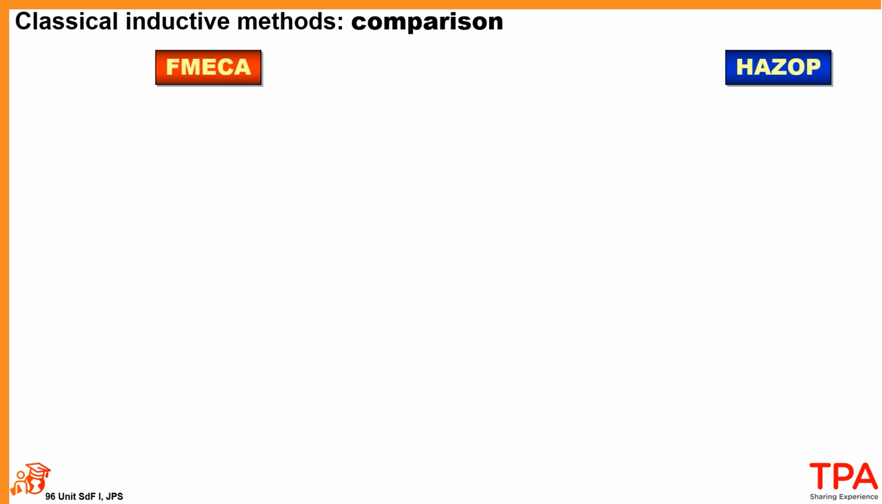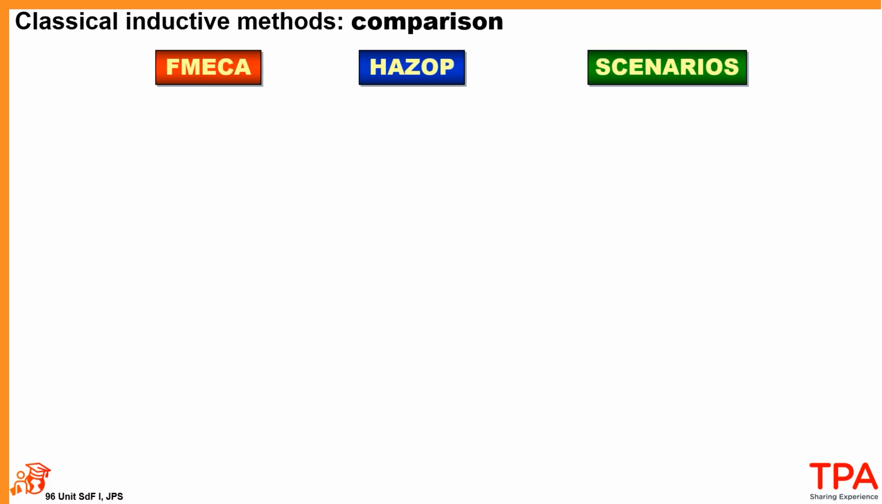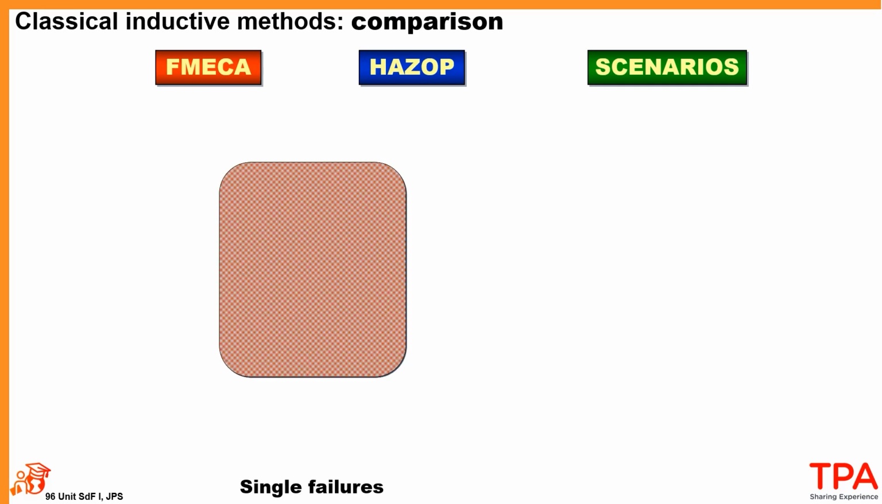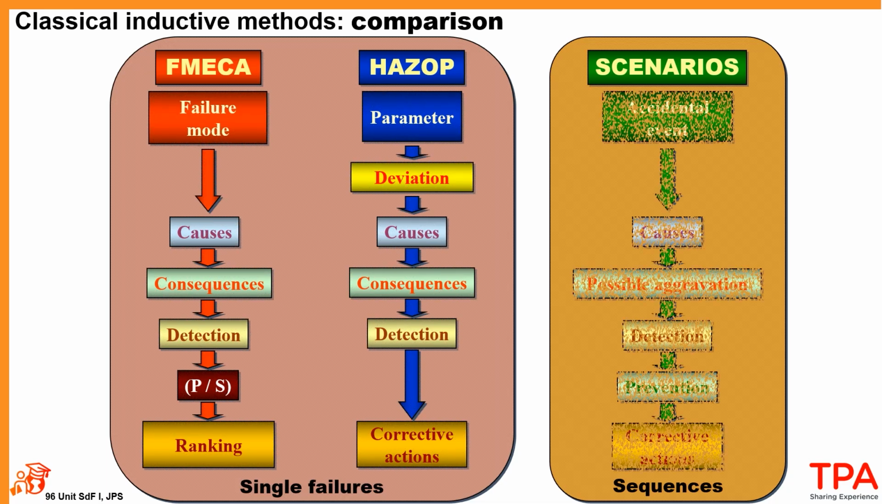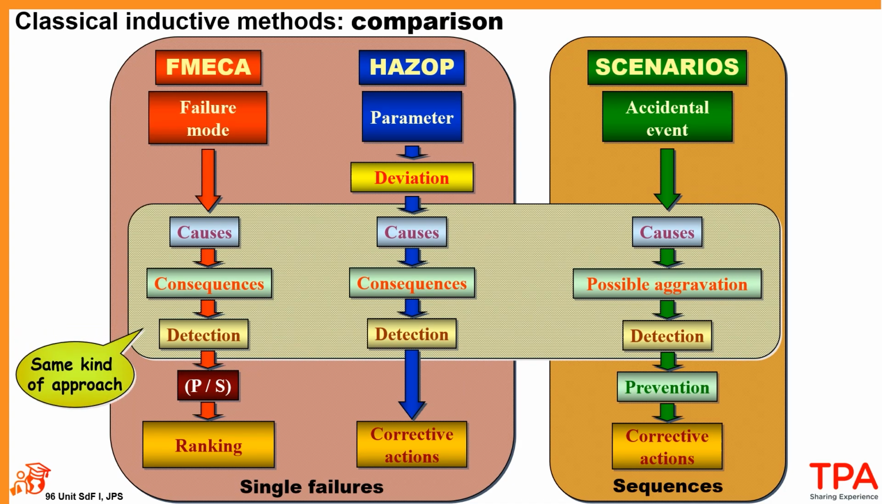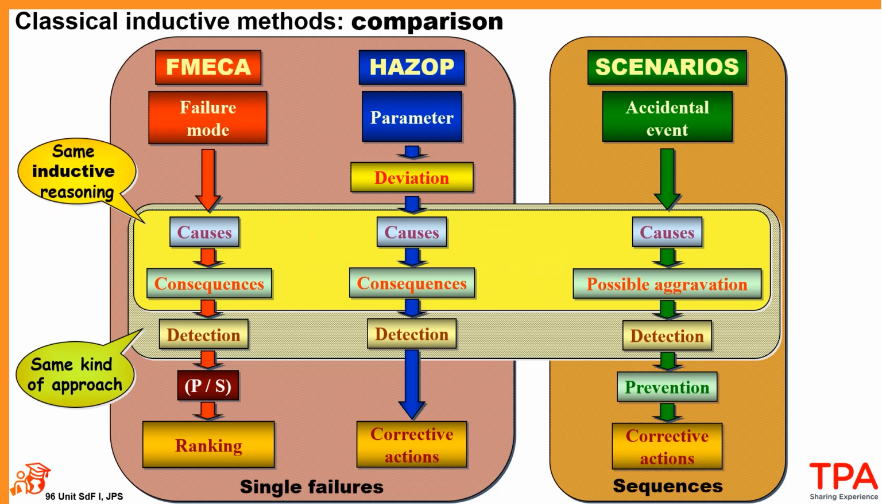As seen with the previous description, all these inductive approaches are based on very close bases. We are going to compare three of them hereafter. We have chosen to compare FMEA, HAZOP, and scenarios approaches. FMEA and HAZOP deal with single failures when the scenarios approach deals with sequences of events. On the slide we have now displayed the various columns previously described. We can see that the core of these approaches is the same: causes, consequences, and detection. Of course, their inductive nature belongs to this core. Then, if the purpose of these three approaches seems different, they are, in fact, very similar.